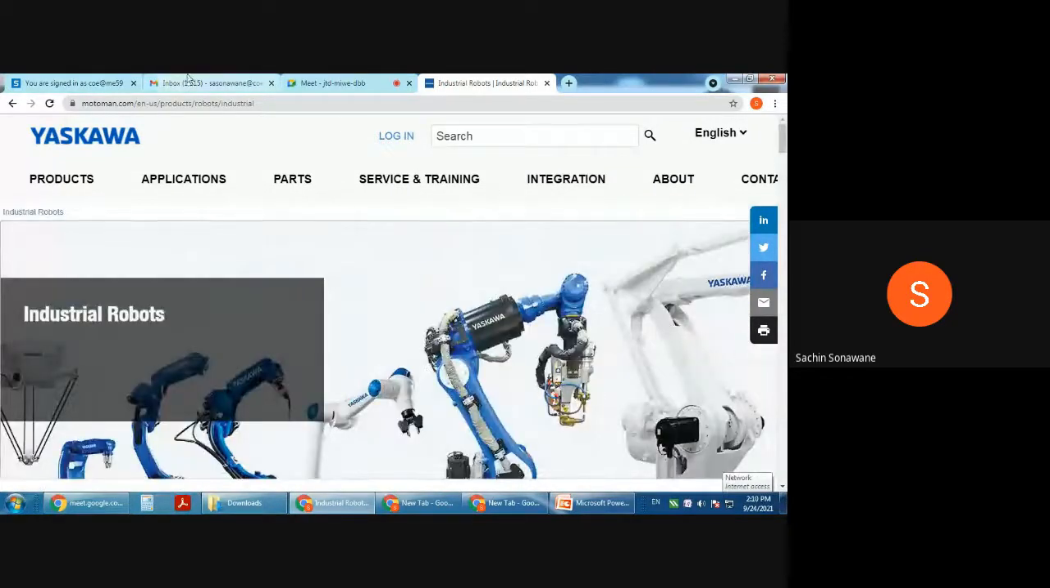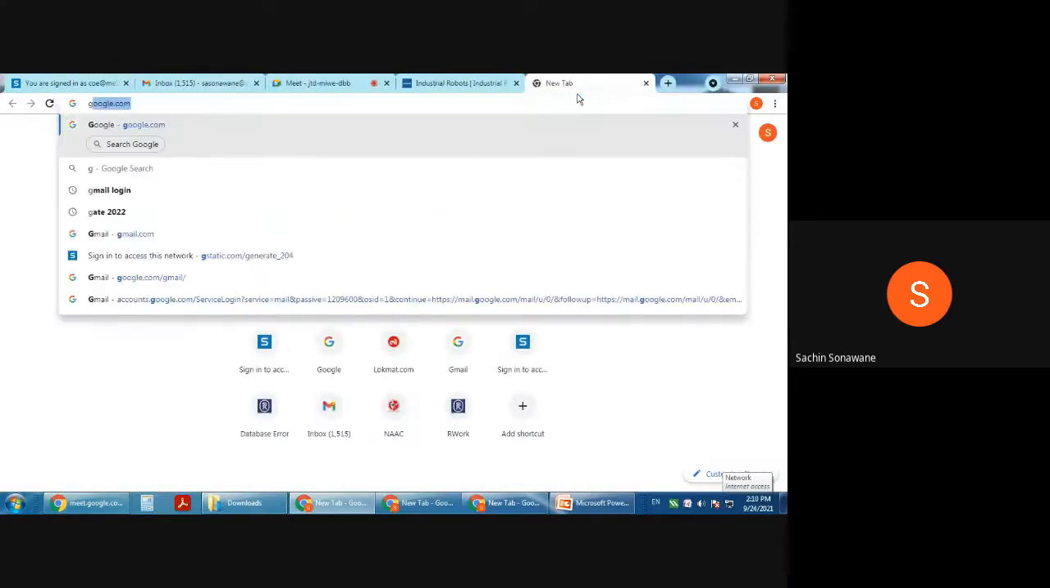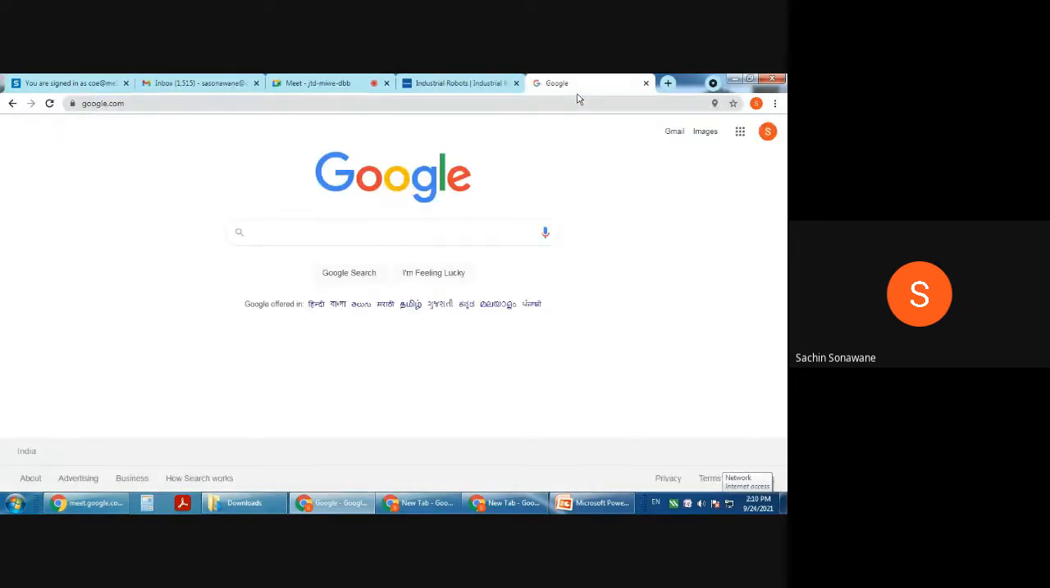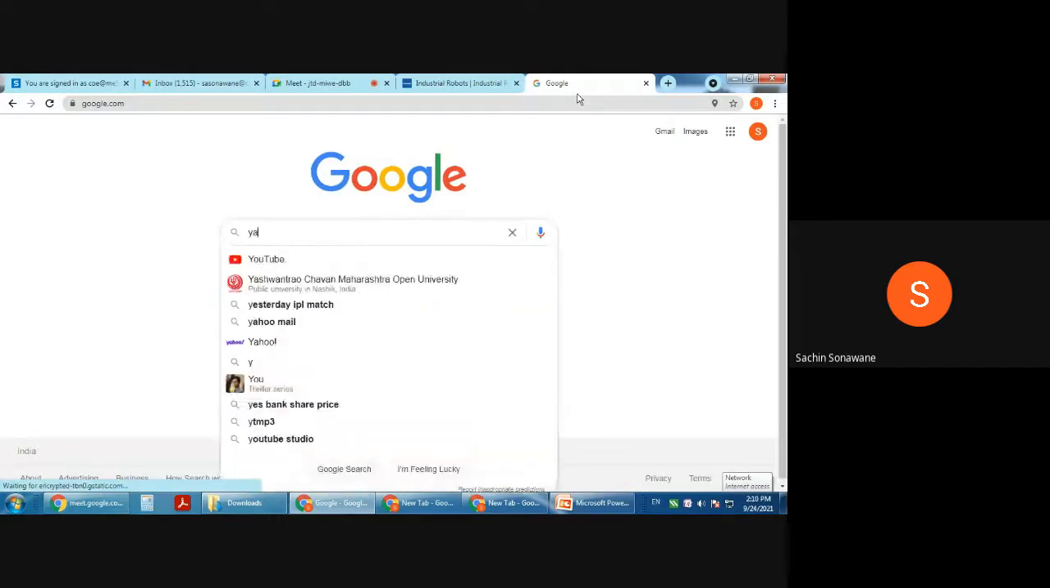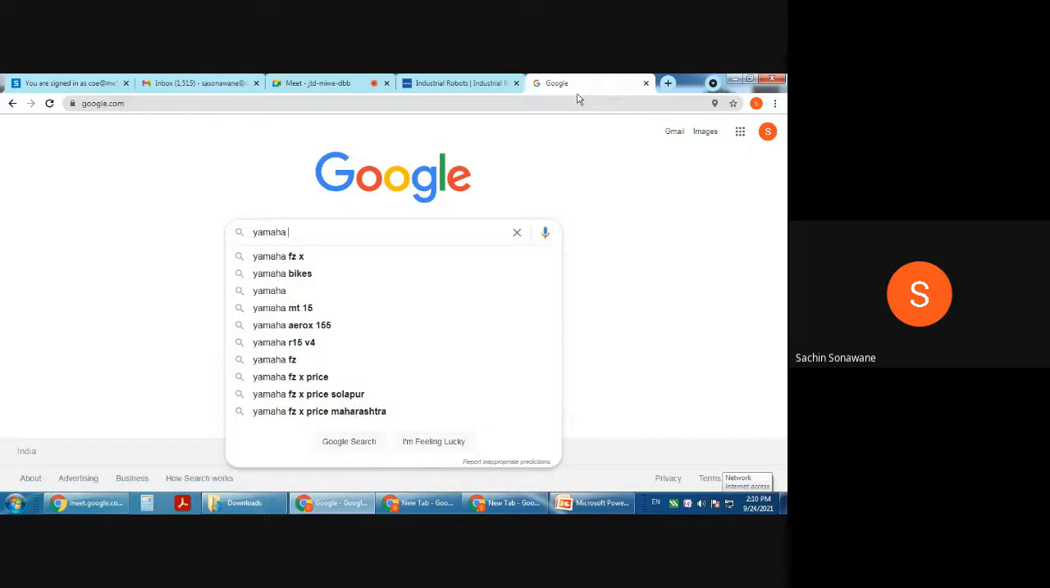Now the name of the company is Yaskawa. We can see another company also, Yamaha robots.